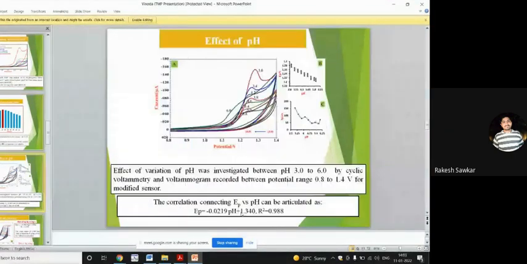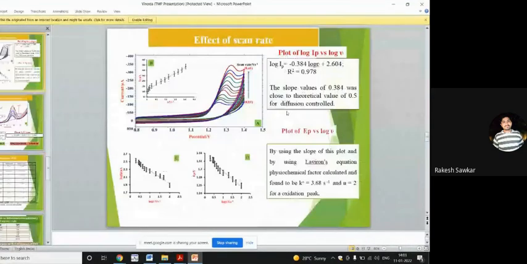The effect of pH was also studied. This is the voltammogram of different pHs starting from 3 to 6.0 pH, in the potential range 0.8 volt to 1.4 volt. From these voltammograms, we plotted the graph of E versus pH, which gives a slope value of 0.0219, nearly equal to 0.021, which shows an unequal number of protons and electrons involved in the electrochemical process.